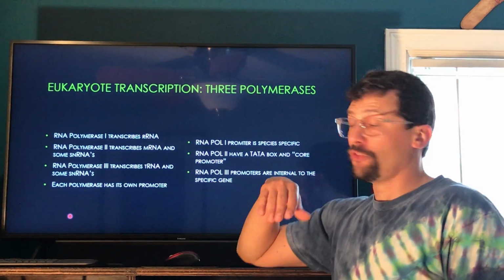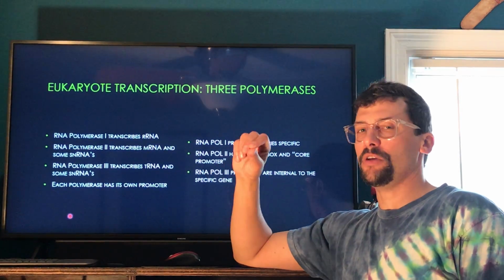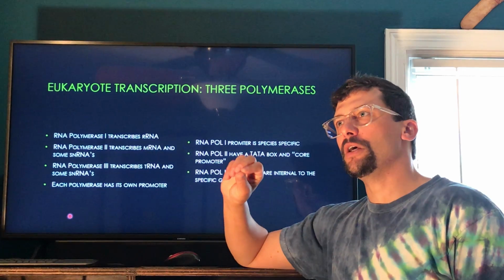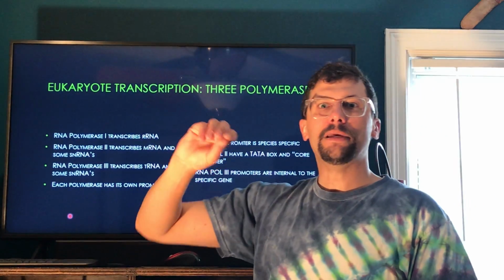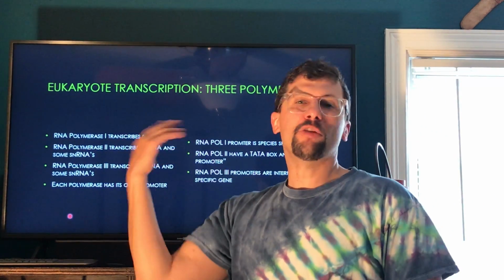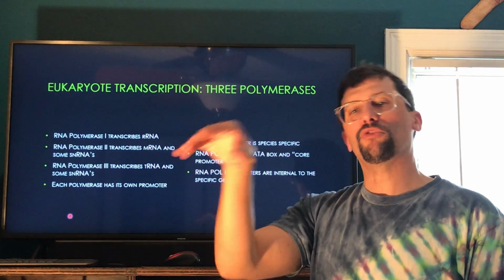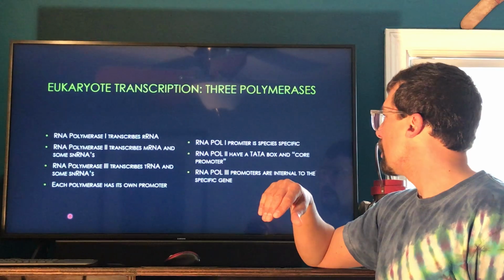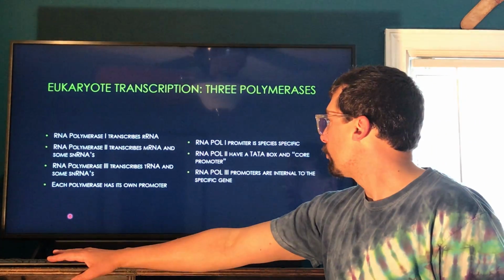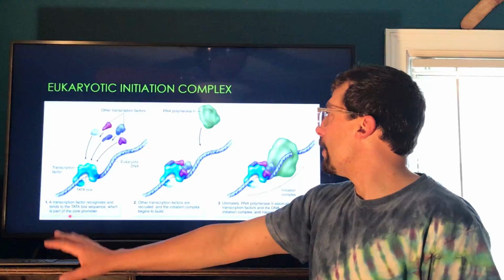Each of these polymerases is going to have its own promoter on the DNA. So there's a certain area on the DNA where the enzymes that manufacture these are going to be looking, going, okay, here's RNA Pol 1, here's RNA Pol 2, and here's RNA Pol 3. Okay? Alright, so like I said, that's pretty much what I need you to know there.